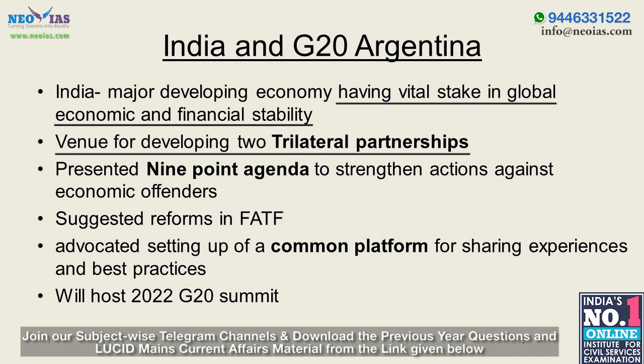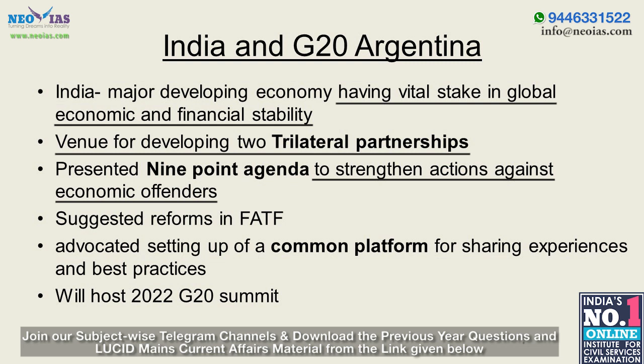The first trilateral partnership was between India, USA and Japan, which was popularly dubbed as JAI. The next trilateral was between India, China and Russia, commonly known as the RIC. These two trilaterals are considered to be a success in India's act of balancing the countries of West and that of East. Also, India utilized the G20 as a platform to strengthen initiatives against economic offenders.